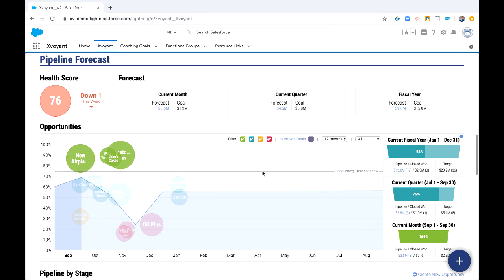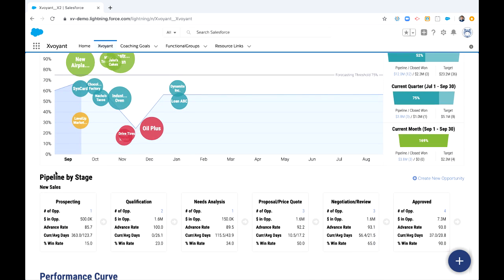Next, you will find the pipeline forecast. The pipeline forecast is going to show you the bubble chart. There are different opportunities with different colors and different sizes. The bigger the bubble, the more money the opportunity is worth. The smaller the bubble, the less it is worth. The colors also symbolize your win rate by stage.